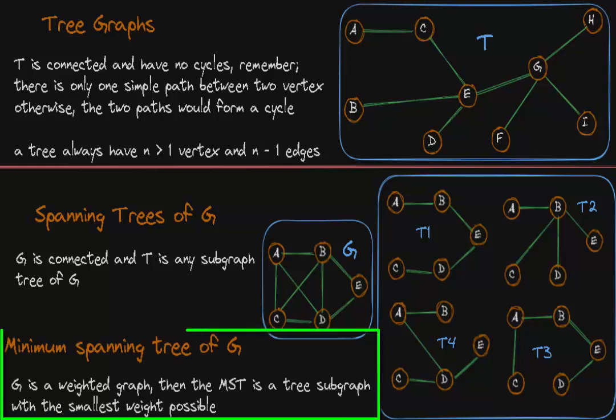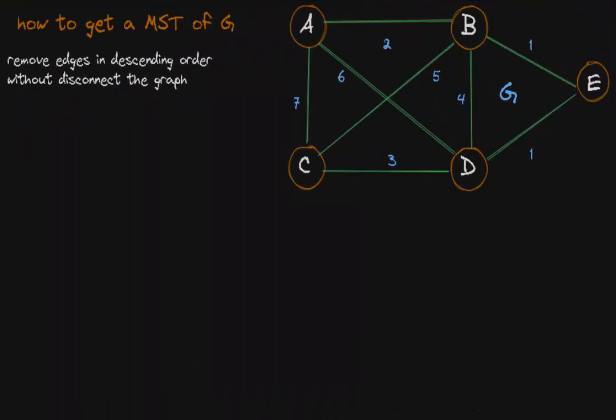If it is a weighted graph, then a common problem in computer science is to extract its MST. It stands for minimum spanning tree. That is just the spanning tree with the minimum total weight. To do this, just remove edges in descending order without disconnecting the graph.